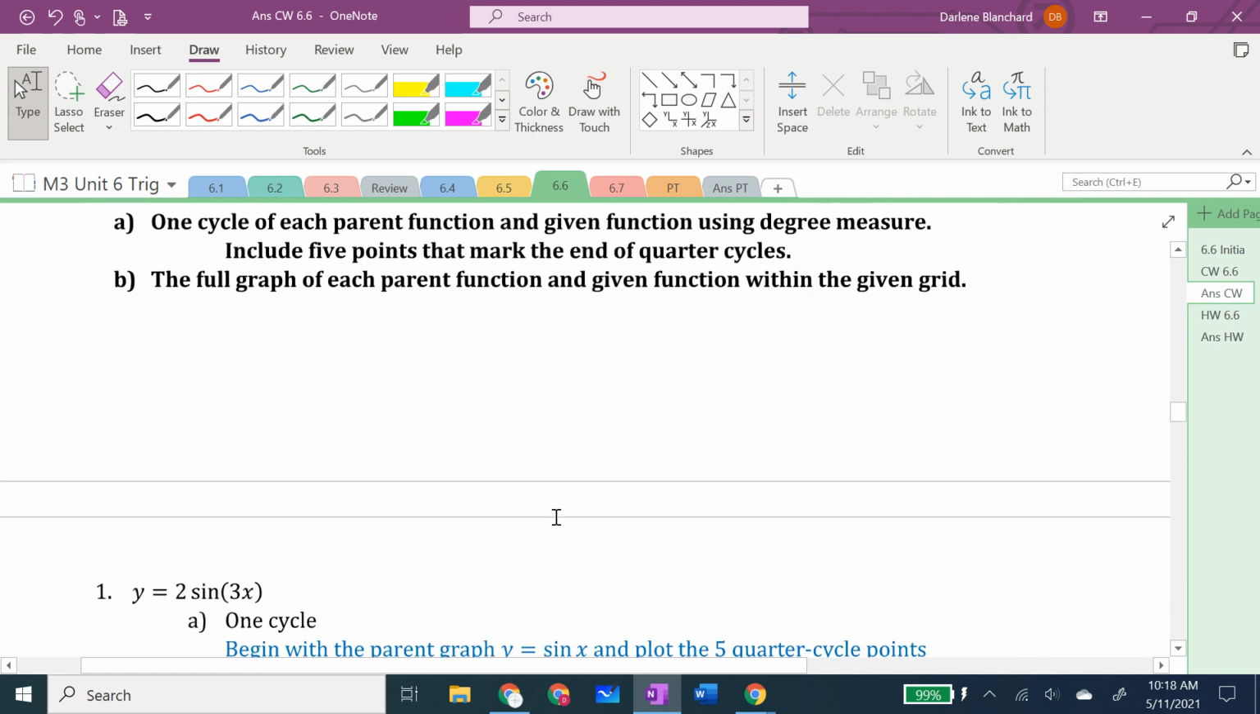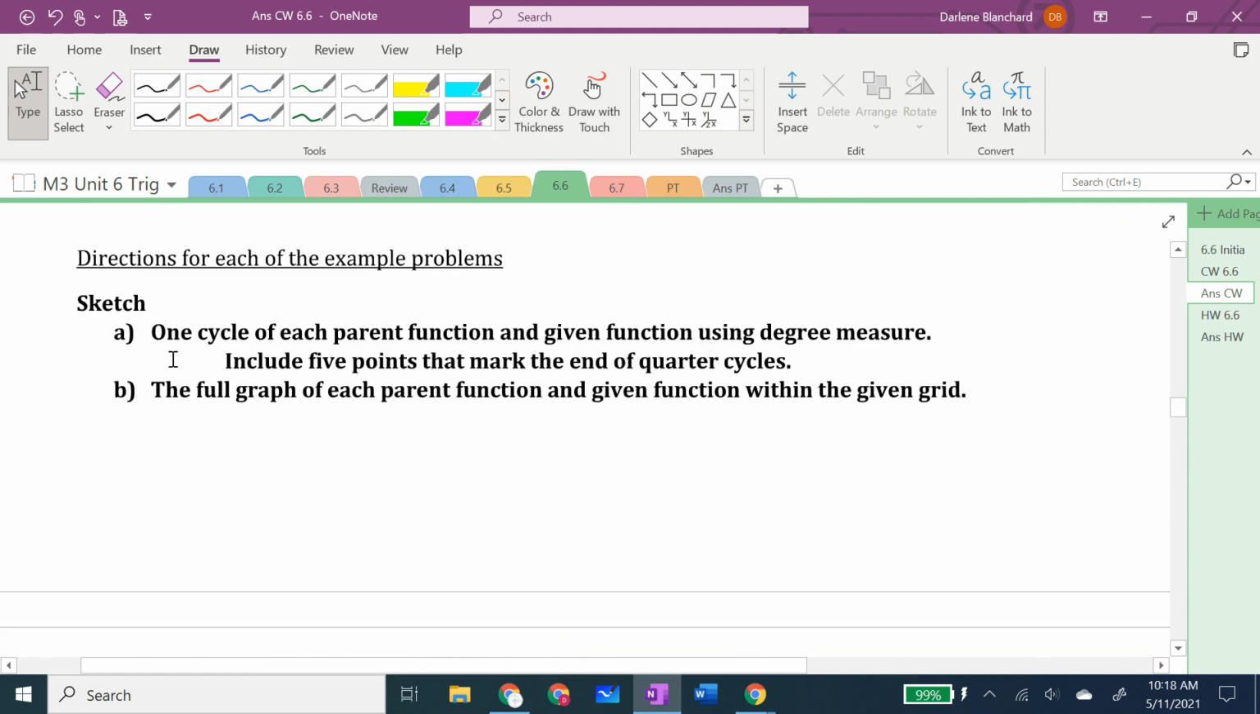So here we go. You are going to sketch one cycle of each parent function and the given function using degree measure. And you're going to include 5 points, and I'll make sure you're clear on which 5 points. And then the full graph.